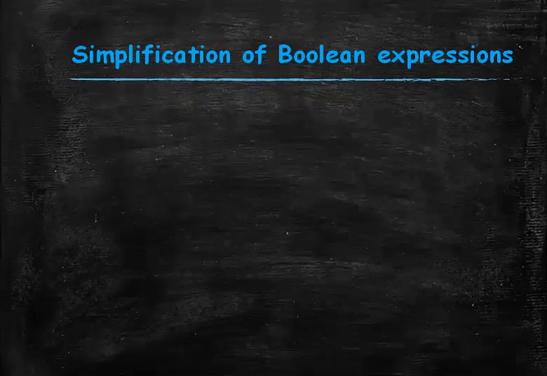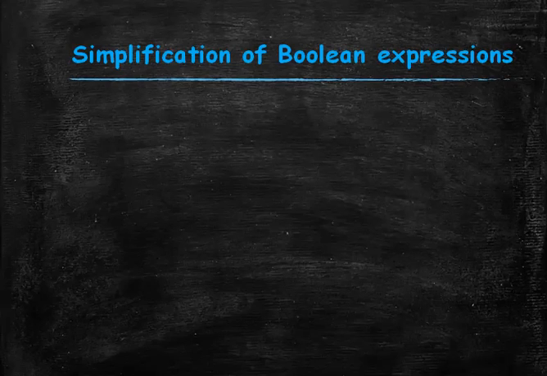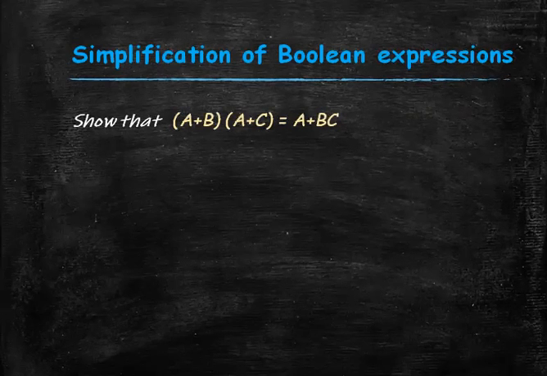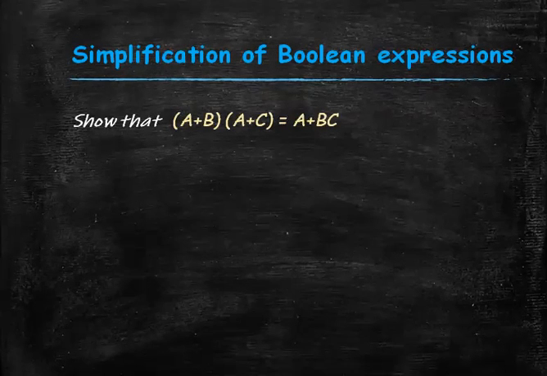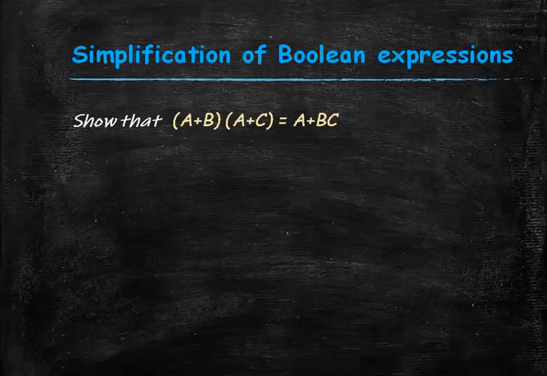Now we are going to discuss more examples. Most of the questions are taken from the previous question papers of Calicut University. First one is show that A or B and A or C is equal to A or BC.